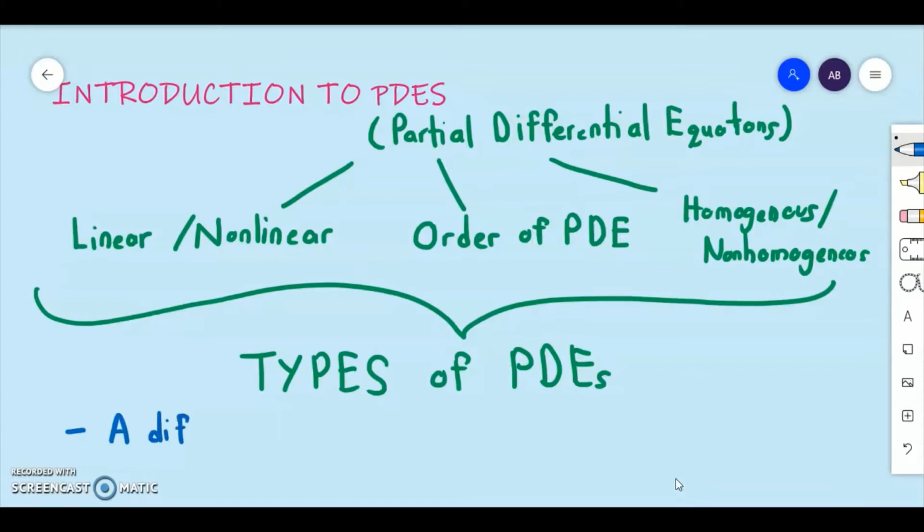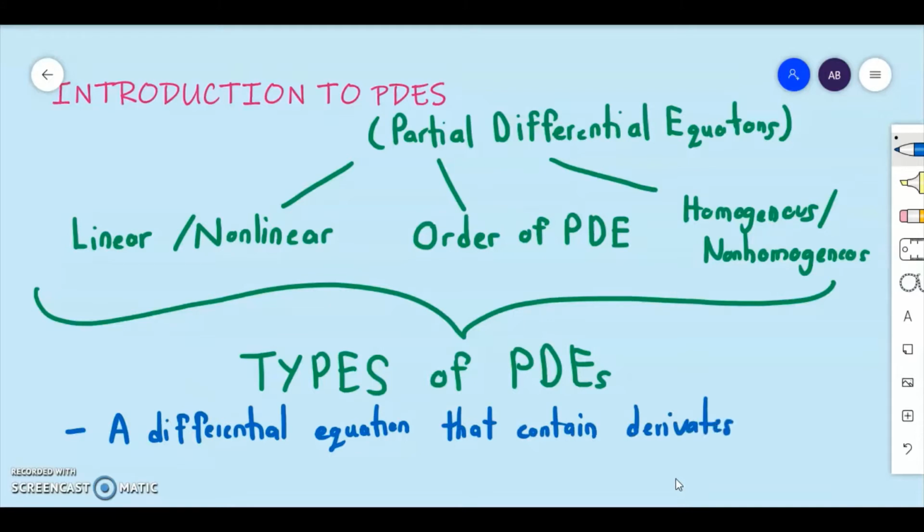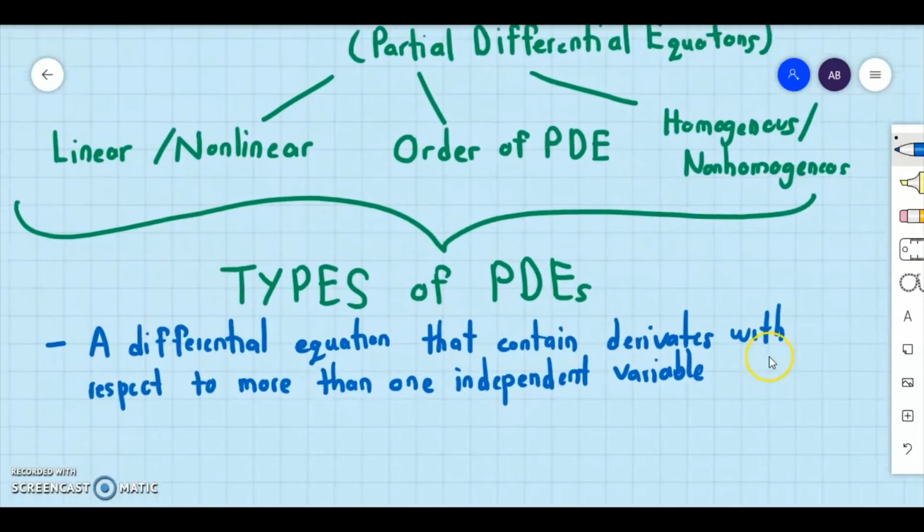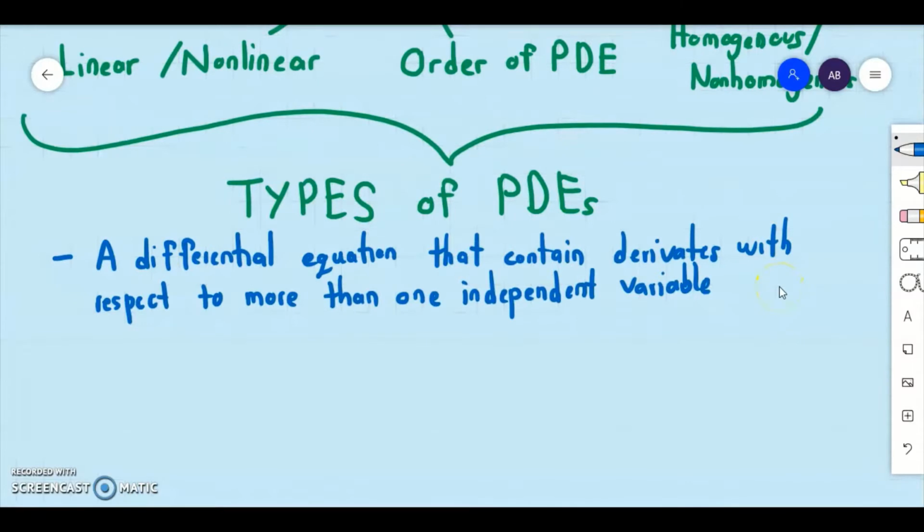A differential equation, your DE, a differential equation that contains derivatives with respect to more than one independent variable. More, that's the key word here. More than one independent variable, such as x and t. Anything, x, t, whatever, but if more than one, we have a PDE.